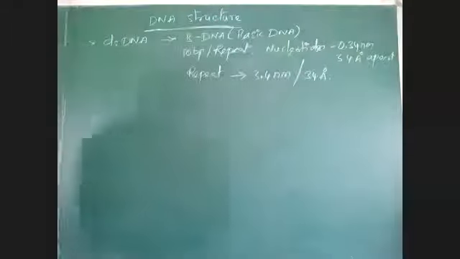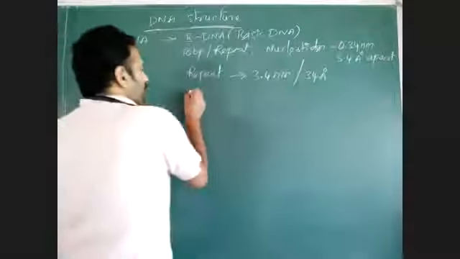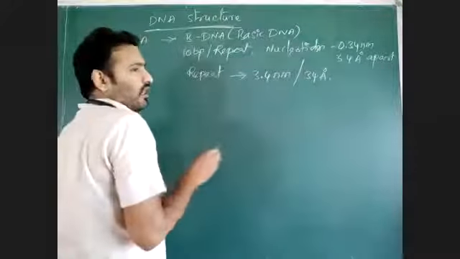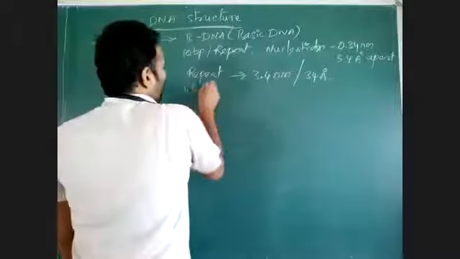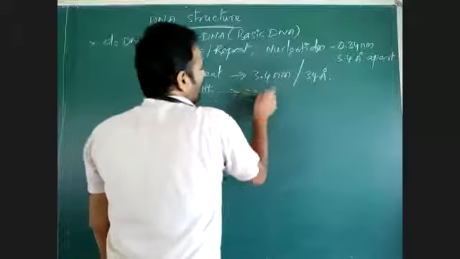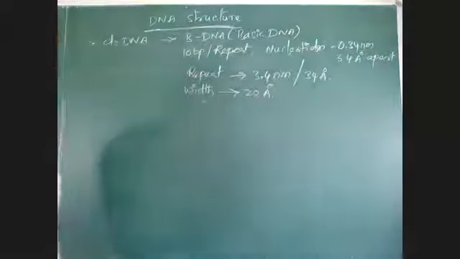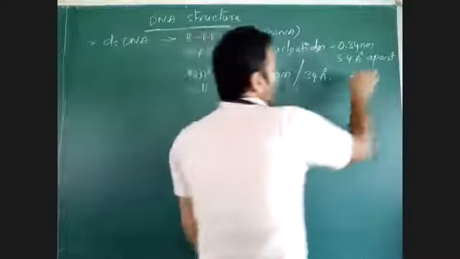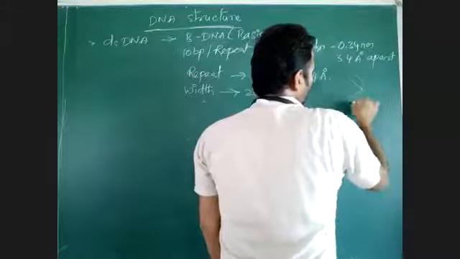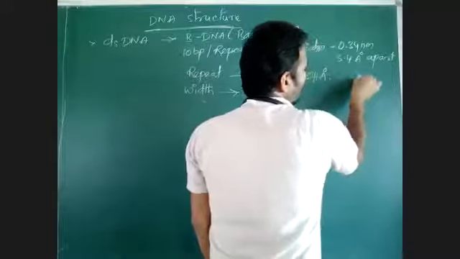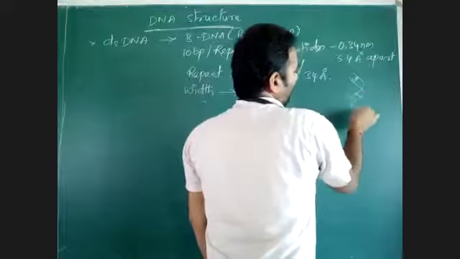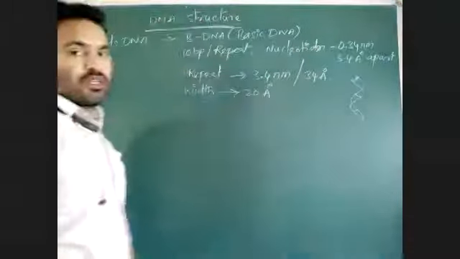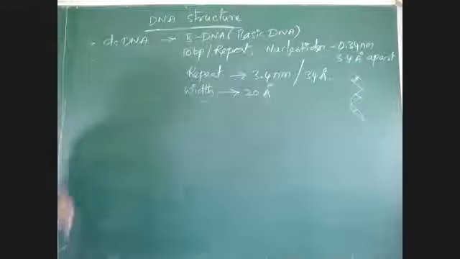10 angstroms is equal to 1 nanometer. And the width or diameter of DNA is 20 angstroms or 2 nanometers. That means in a double-stranded DNA, the distance between the two strands everywhere is the diameter or width. The width of the double-stranded DNA is always 20 angstroms anywhere in a DNA structure. That is the data related to double-stranded DNA.